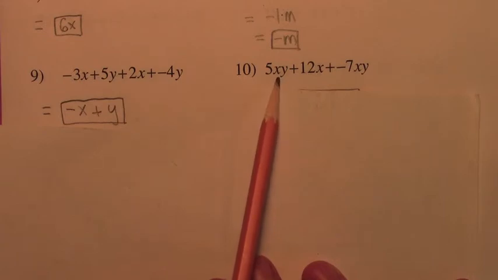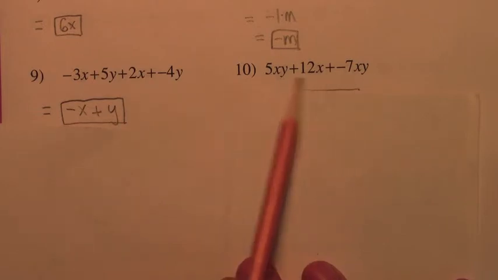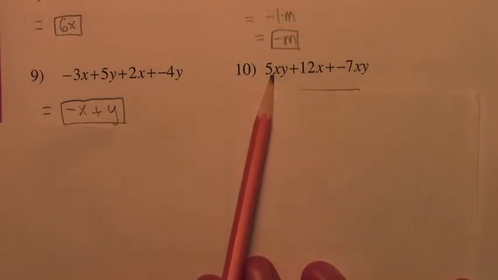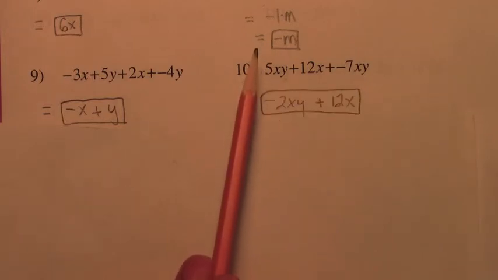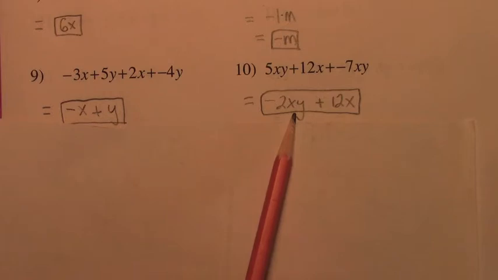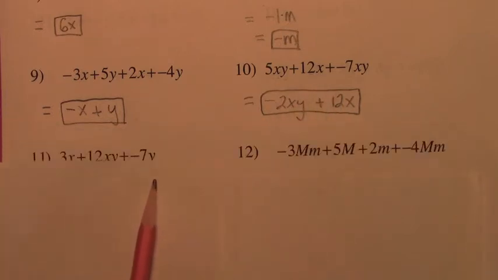These are like terms, because remember the definition? Like terms have exactly the same variables. This has an x and a y, this has an x and a y. So you can actually add 5xy and negative 7xy. It works the same as with integer arithmetic. 5 plus negative 7 is negative 2, so 5xy plus negative 7xy would be negative 2xy, you see? And then plus the 12x, you can't do anything because they're not like terms.